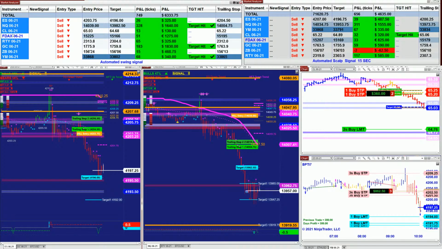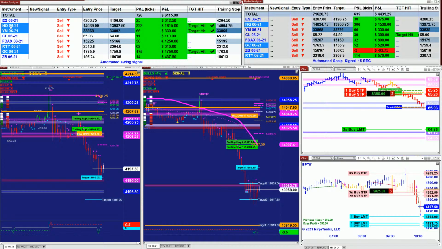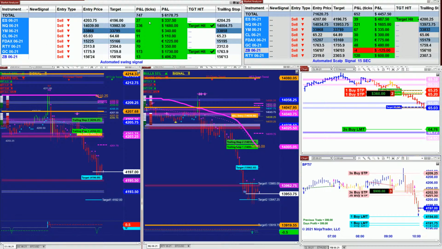You don't need to trade all of them. It depends what kind of money you have. But as an example, you can trade ES, micro ES, NASDAQ, YM, and you can skip the CL, DAX, Russell, Gold, or 30-year Treasury bond. You can trade at least one ES, one NASDAQ, and one YM. As we see, one ES is 27 ticks, NASDAQ 342 ticks, and the YM is 69 ticks. It's just as simple as that.